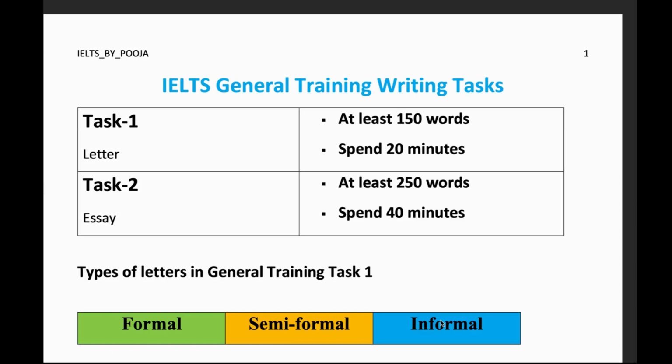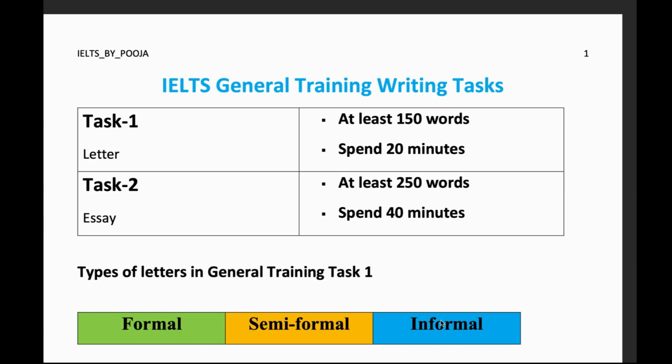Initially, as everyone knows, General Writing Task 1 and Task 2 are both part of the writing test. Task 1 usually comprises a letter in which you have to write at least 150 words, and Task 2 is usually an essay in which you have to write at least 250 words. For both tasks you are given 1 hour, and it is recommended to spend 20 minutes on Task 1 and the remaining 40 minutes on Task 2.